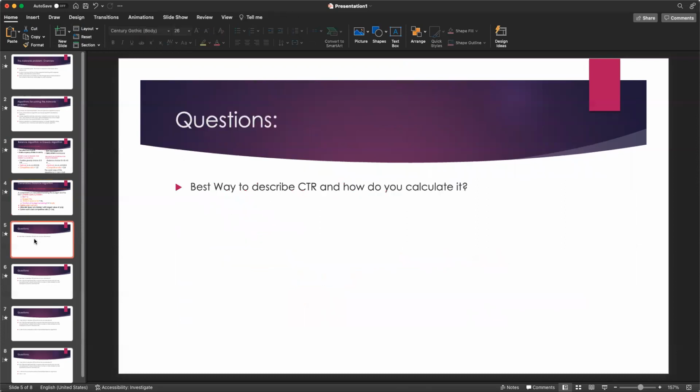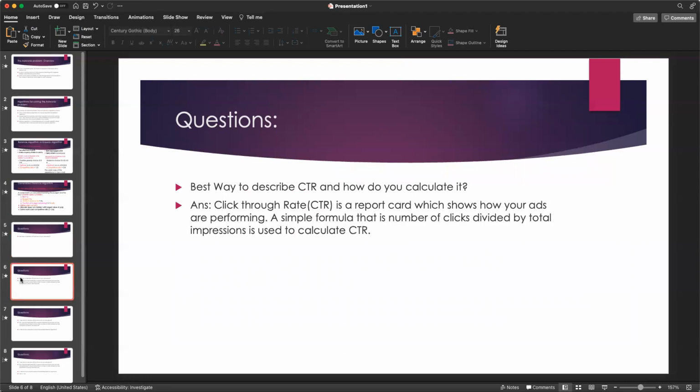Coming to the questions: what is the best way to describe CTR and how do you calculate it? CTR is nothing but the click-through ratio. The answer is that click-through ratio is like a report card with data which shows how the ads are performing. A simple formula can be used, which is the number of clicks divided by the total number of impressions. The number of times the ad is seen is the total number of impressions. The number of clicks is the total number of times the user has clicked on that ad. That is useful for calculating the click-through ratio.